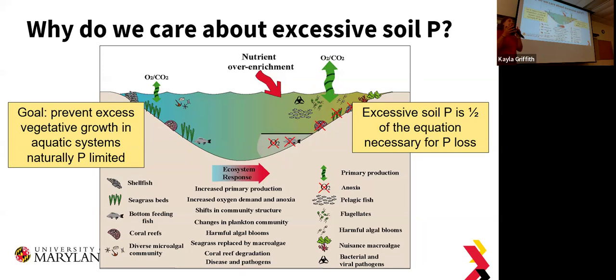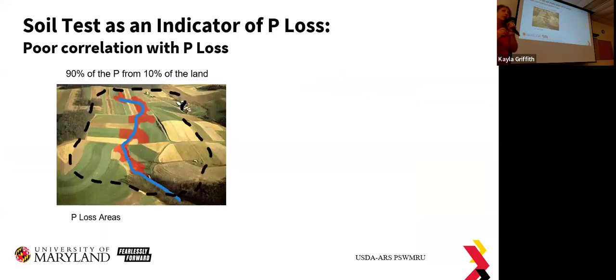Just because we've got a lot of phosphorus in our soil does not always mean right away it's going to be in the bay, okay? So let's keep that in perspective as we move forward here, all right? What do I mean when I say that? Just soil P alone is only half of the equation. It's only part of the equation.